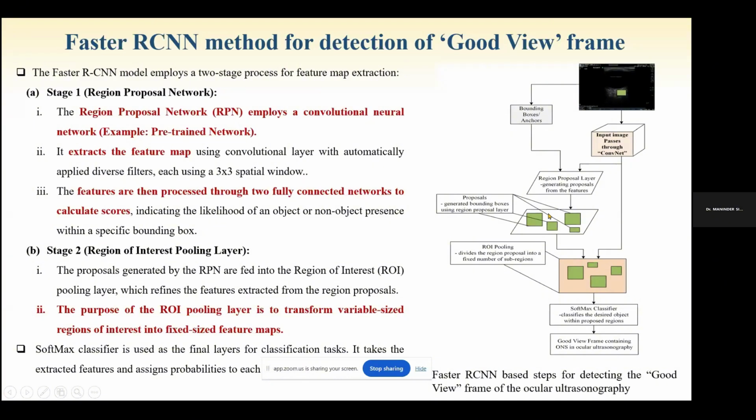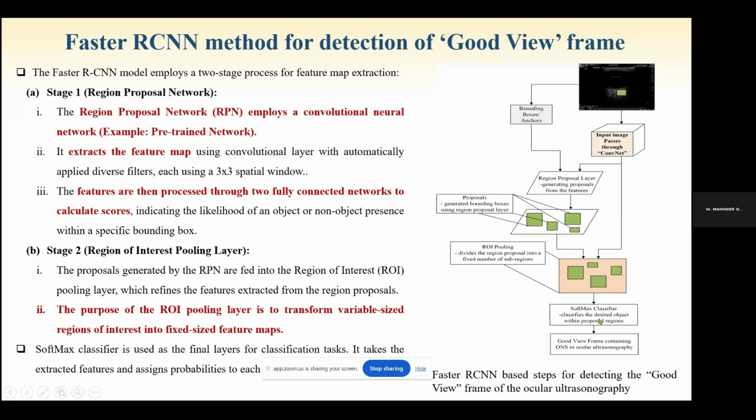So after generating some bounding boxes, because these are of different sizes and aspect ratios, we need a fixed number of sub-regions. So we use the ROI pooling layer, the region of interest layer, that divides each proposal into a fixed number of sub-regions. You can see here, this step ensures that we have a uniform size, allowing the next stage to process them efficiently, because different sizes would be very difficult. So the idea of the ROI layer is to get a uniform size.